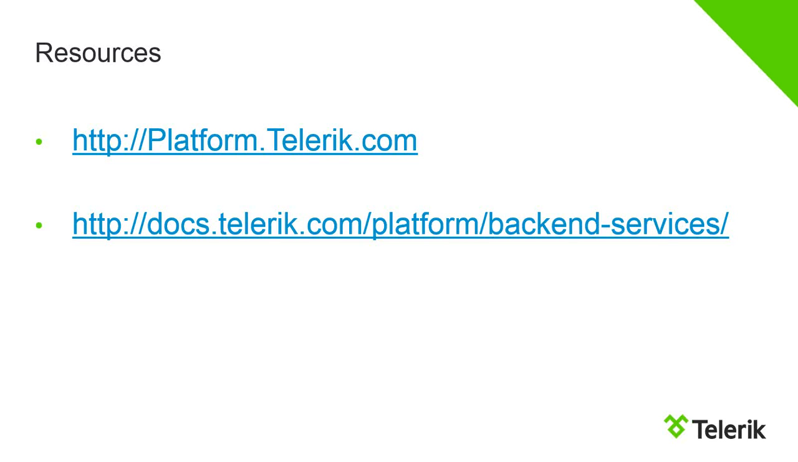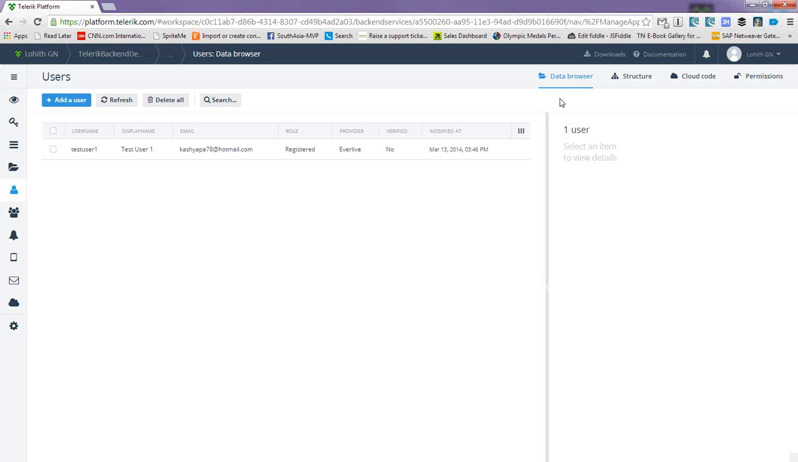As I said, it's actually 4 pillars. Let me go back to the portal, because I didn't show you this. Now we should see test user 2. There you go, you see test user 2 coming here. So I created test user 2 from a console application.